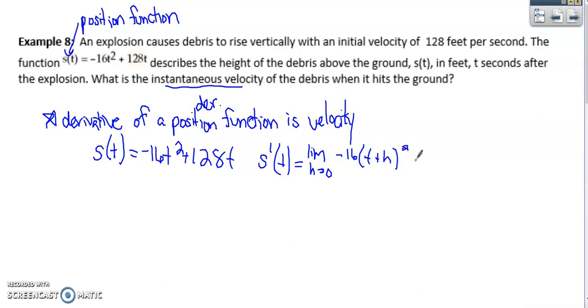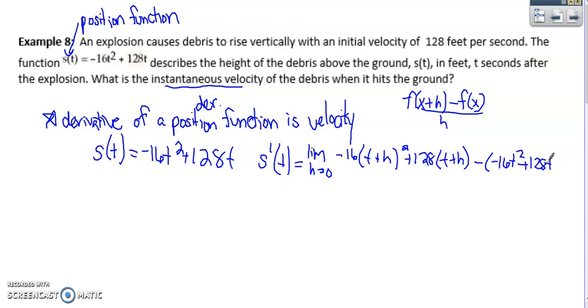So my formula says x plus h. However, this uses a t for time, so we'll leave it in there. All right, so I plug t plus h into my formula. I didn't write it out this time, I was trying to save space. There's my original difference quotient formula. So instead of x, I put t because t is what's actually used in the formula. So I plug t plus h in. I'm subtracting the original formula, negative 16t squared plus 128t, and I'm dividing it all by h.